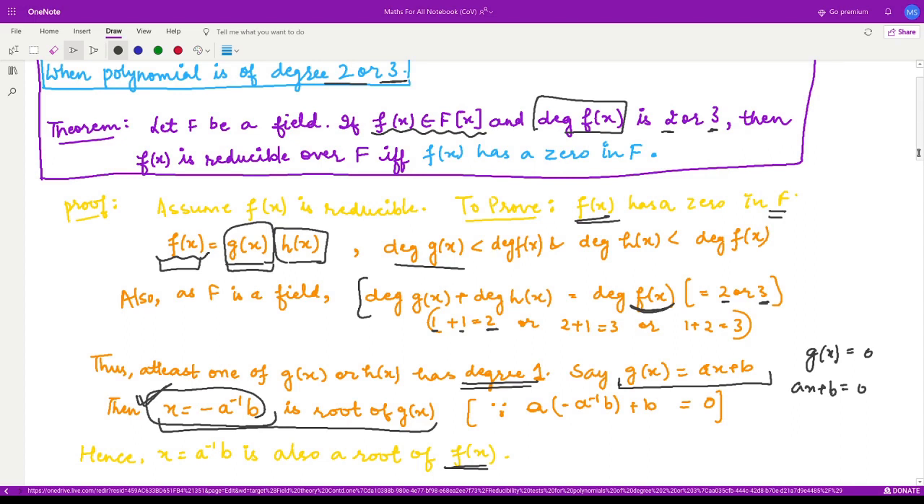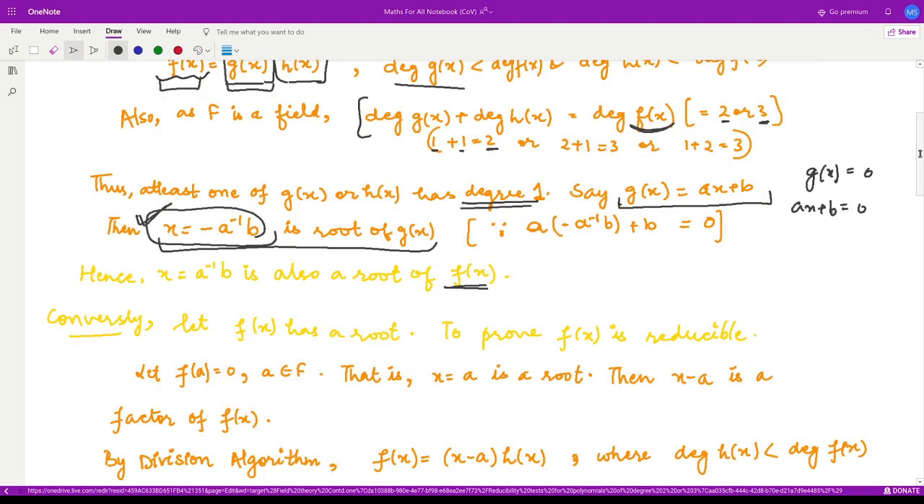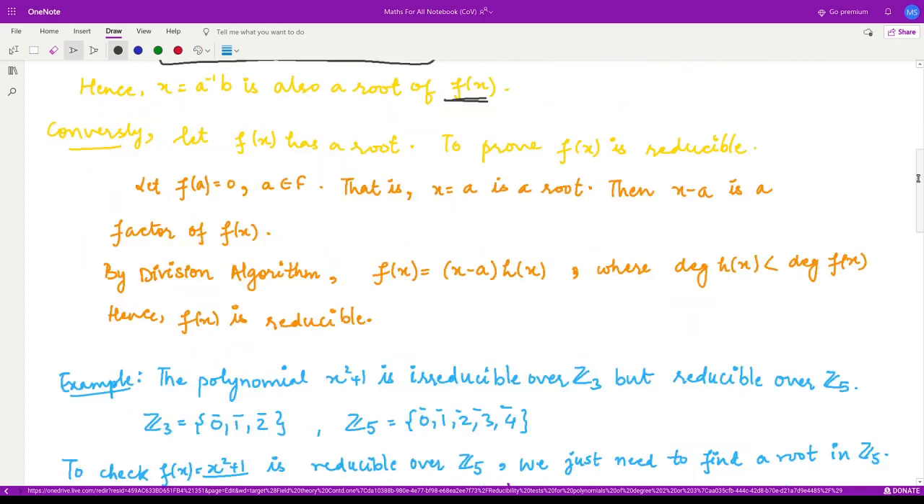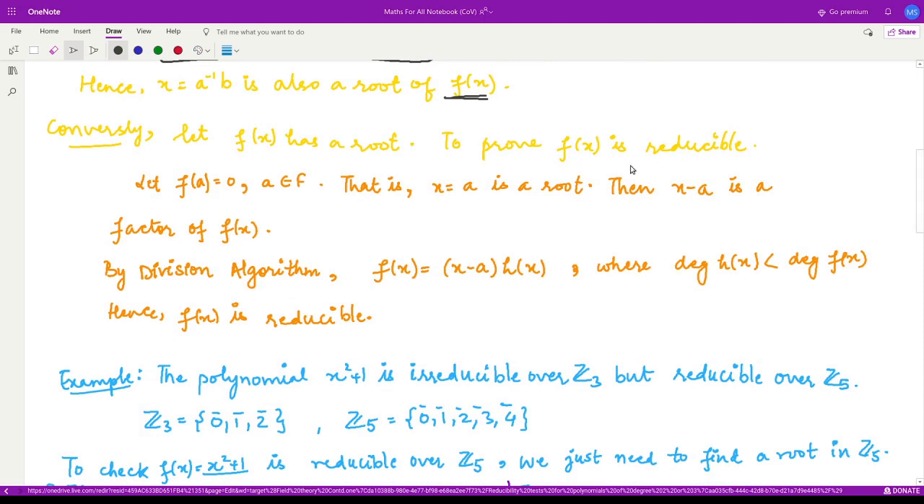So let us prove the other way around. Now let us assume that f(x) has a root and we are to prove that f(x) is reducible, right? So we assume that a is the root of this polynomial. That means f(a) would be 0, right? If a is a root, that means x minus a is a factor of the given polynomial f(x). So when you divide the given polynomial f(x) by x minus a, whatever is this quotient, let's call it h(x), the remainder would be 0, right?